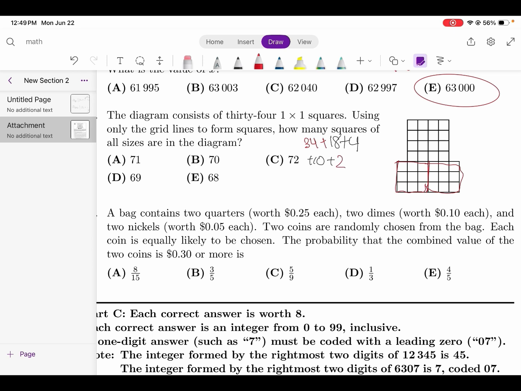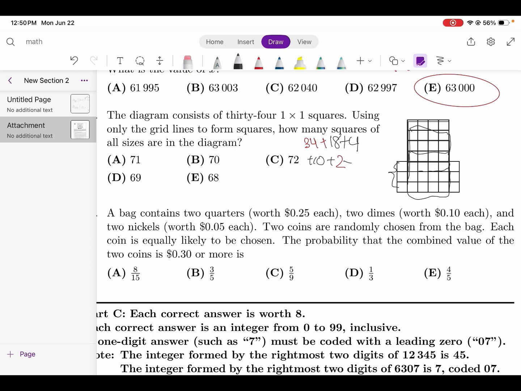And then there's 4x4 squares. So if we erase this, we don't have to consider the ones on this side anymore because there's only 3 over here. So then if you just count the number of 4x4s, there's 1, 2, 3, and 4.